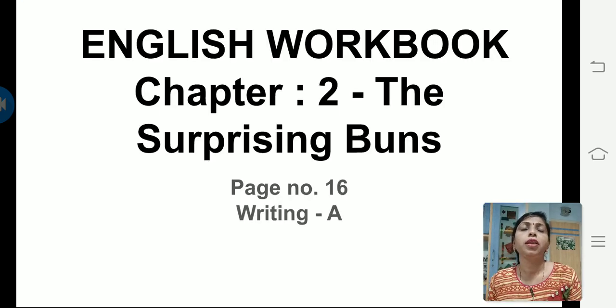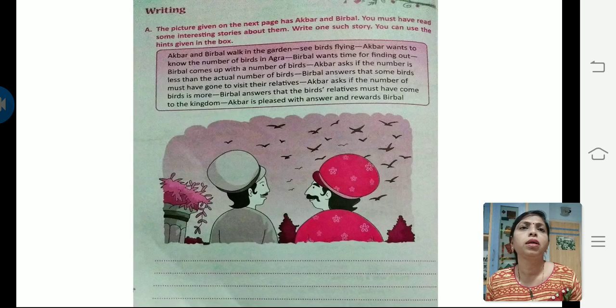Next. Now children, I am going to show you one picture, and that is from your English workbook, chapter 2, The Surprising Burns, page number 16, writing part, question number A. This is a picture in your workbook which I have shared here. You can see the picture. This is a picture of Akbar and Birbal. Let us read the first question. The picture given on the next page has Akbar and Birbal.